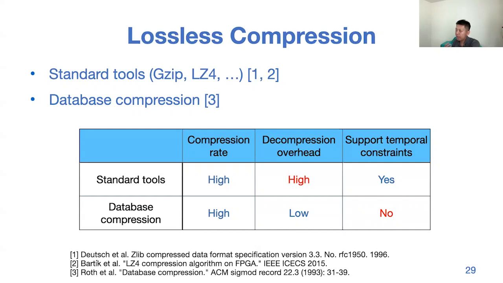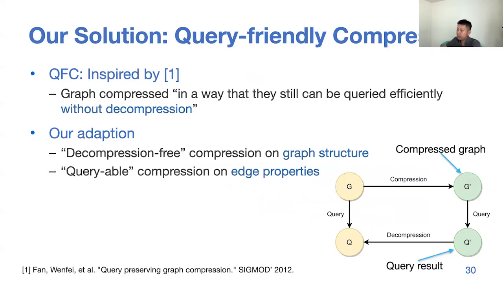They either incur really high decompression overhead, or they don't support the constraints we want for provenance analysis. So we looked at other literature, and we found a really beautiful, elegant idea that can support our goal, called query-friendly compression, or QFC, based on a paper published 10 years ago. They define QFC as a graph that can be compressed in a way that it can still be queried efficiently without decompression. We found we cannot fully support this notion, but if we divide our data into two parts, the graph structure and edge properties, we can treat them differently.